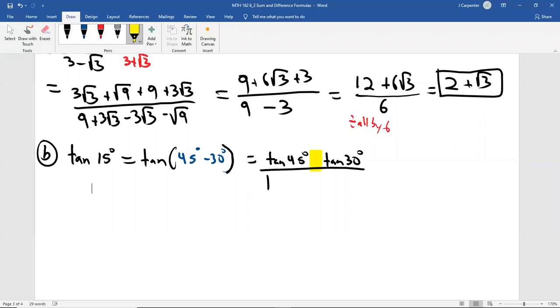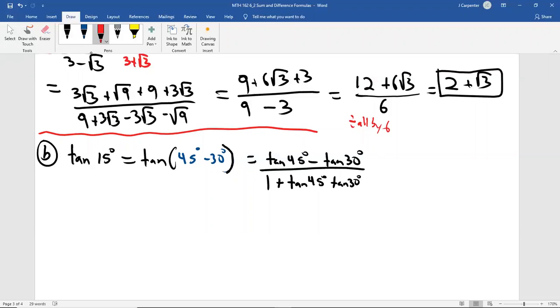Again, I had a mistake right here. That should really be, I still want to write it as a plus or minus, because this is a minus, this is a minus. Then 1, now this one will be the opposite sign, so it goes plus, and then this is the product, tangent of 45 degrees, tangent of 30 degrees. Now we already said tangent of 45 degrees is 1. What's the tangent of 30 degrees?